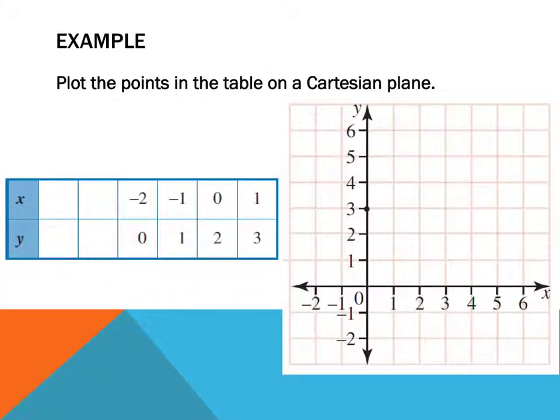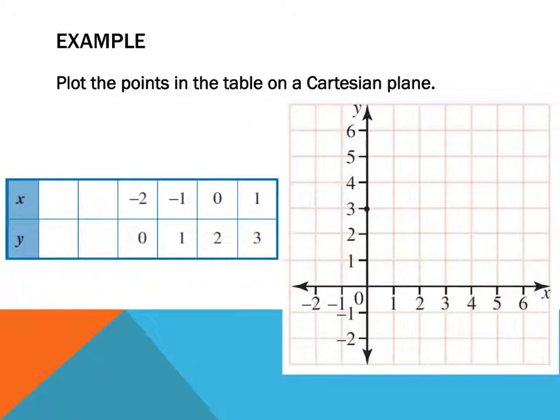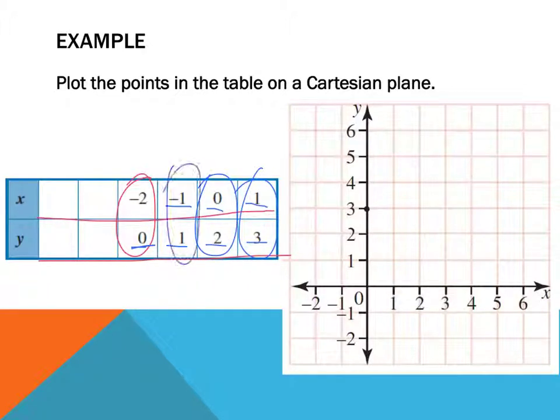If we're to plot these points, I've been giving you this thing on the left-hand side, which looks like a table. This is called a table of values. Sometimes I might just be given the points like I was in the previous question, or I'll be given a table. In this table, these are my x coordinates, these are my y coordinates, and they marry up this way. When x is -2, y is 0. When x is -1, y is 1. When x is 0, y is 2. When x is 1, y is 3. They're in a relationship going down.